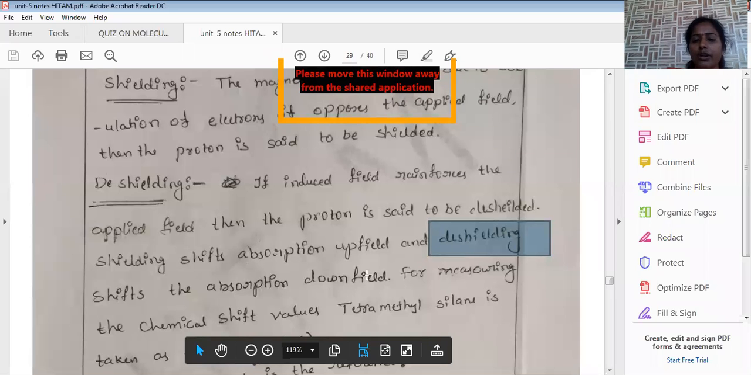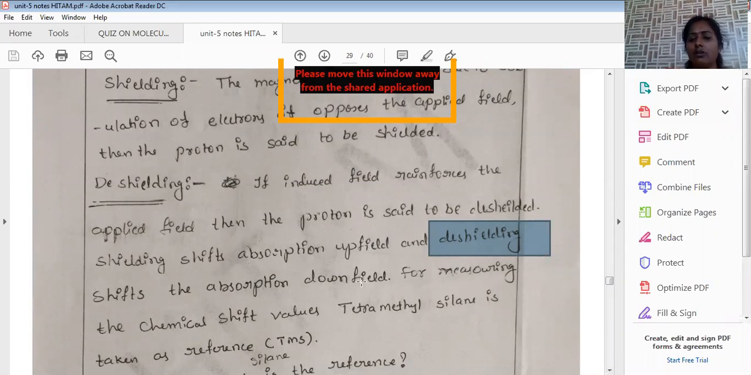So it is very easy to remember: d d. Deshielding always gives downfield values. Downfield is nothing but towards 10. On the delta scale, if the values are moving towards 10, it is called downfield.